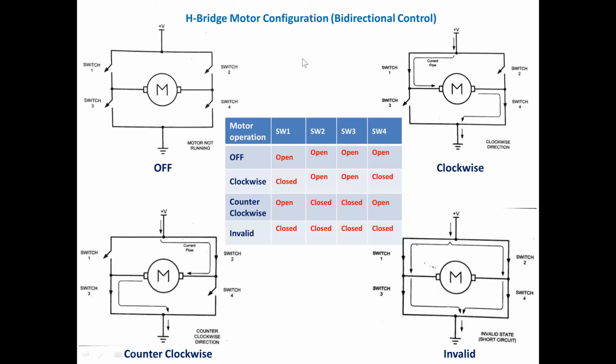There are different types of configurations which can be added with the DC motor to rotate in forward and reverse direction. One of the configurations is the H-bridge motor configuration. Here the structure of the motor connection is like an H, so we say H-bridge. Here we are going to use 4 switches. What are these 4 switches? You can use relays as the 4 switches.